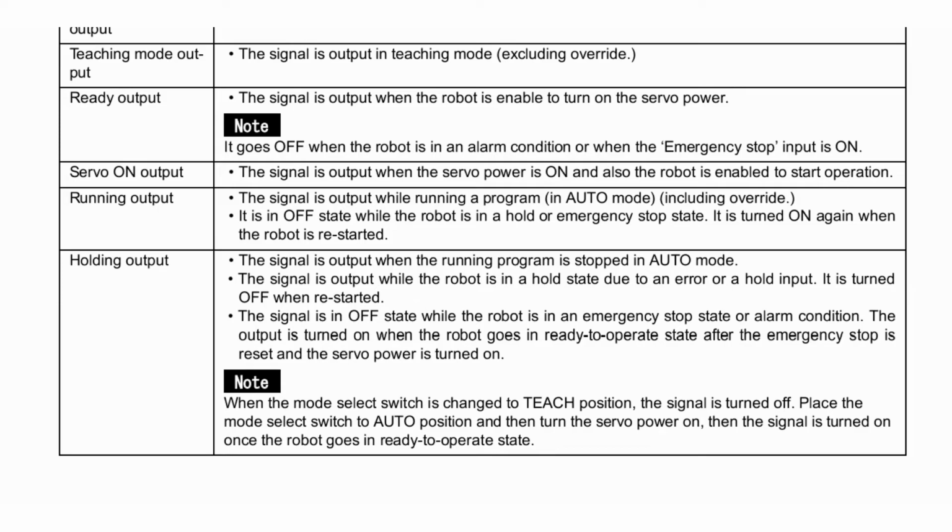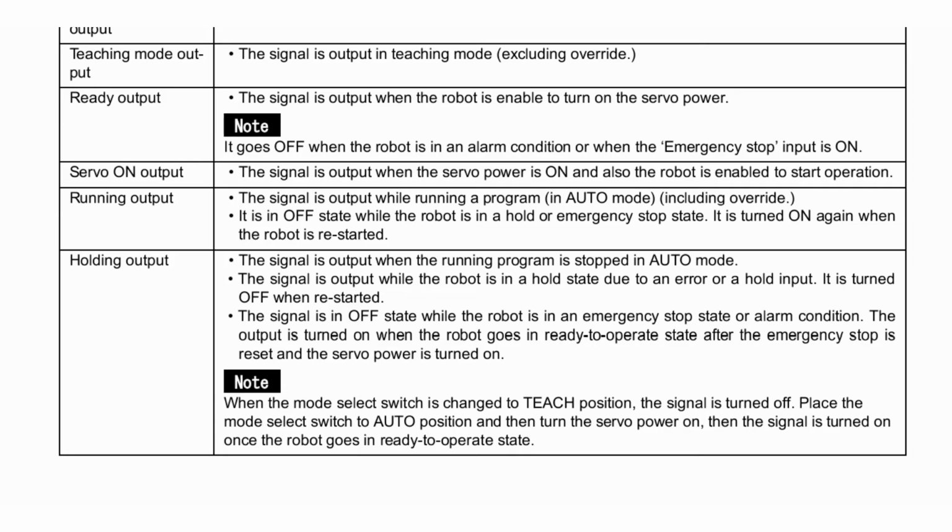The signal is in off state while the robot is in an emergency stop state or alarm condition. The output is turned on when the robot goes in ready to operate state after the emergency stop is reset and the servo power is turned on.